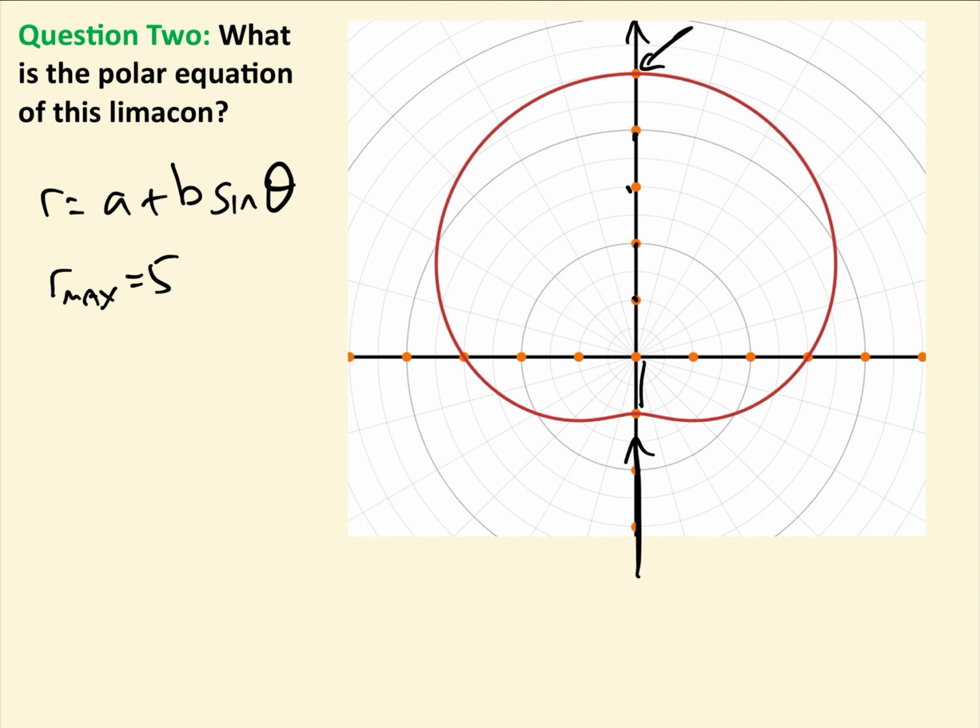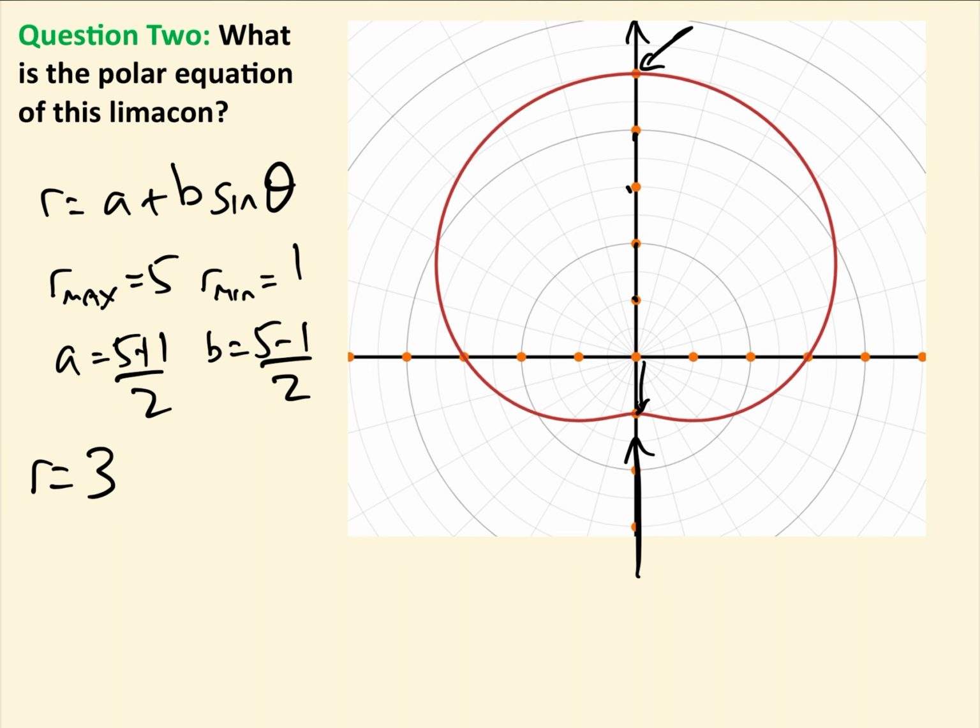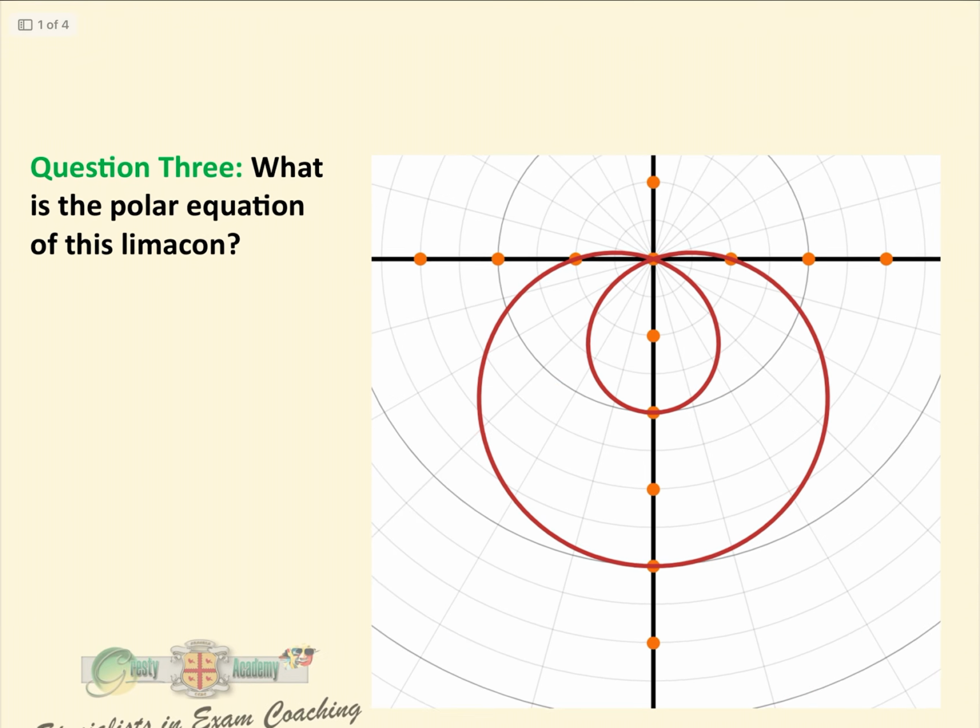r min in this case is equal to 1, and therefore we have that a is equal to 5 plus 1 over 2, and b is equal to 5 minus 1 over 2. Therefore the equation of this one is r equals 3, that's a, plus 2 sine theta. So that is the equation of this one, and that is a dimpled Limaçon because you can see it's got a small dimple there.